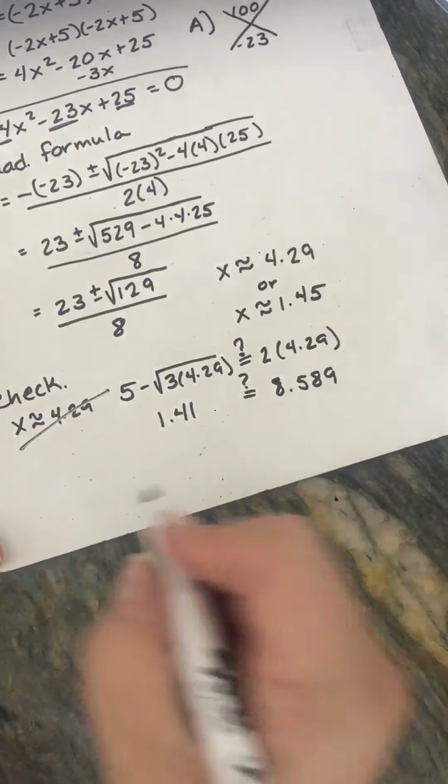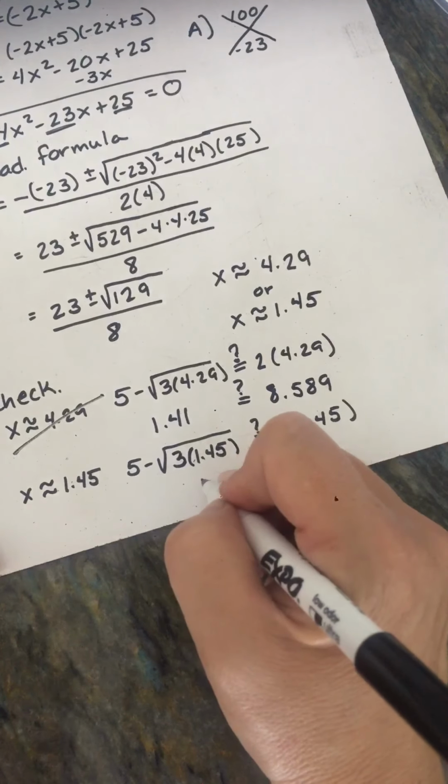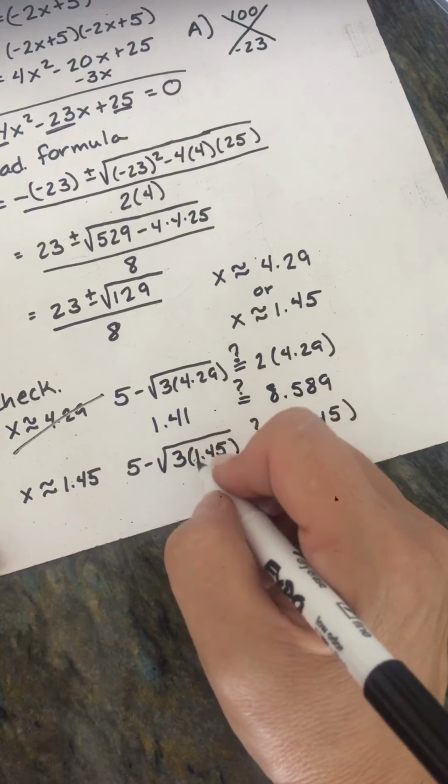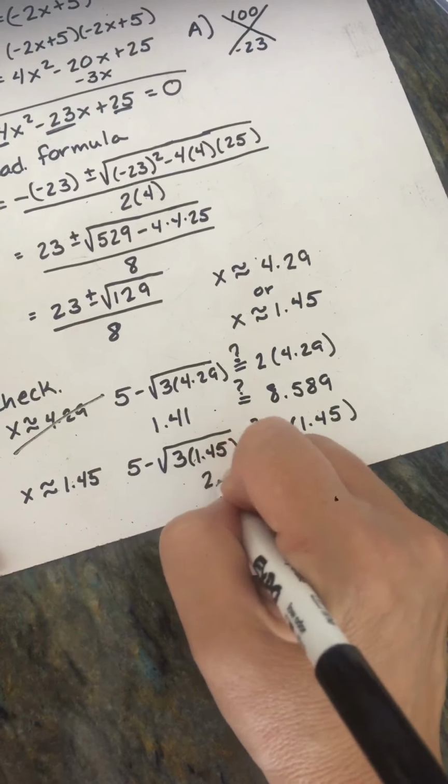Let's try 1.45. Plugging it in, 5 minus the square root of 3 times 1.45. Does that equal 2 times 1.45? And we get, this will be 2.9-ish. Hey, this is about 2.9-ish. So yes, here's our winner chicken dinner. 1.45. I know, it's a doozy.